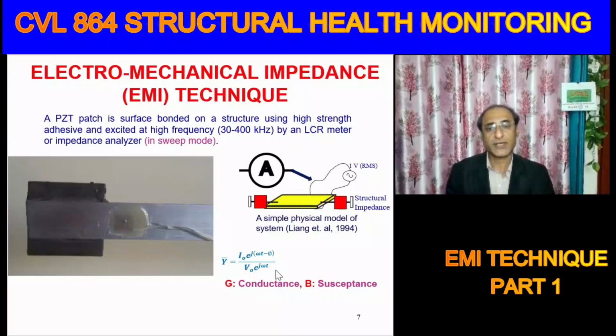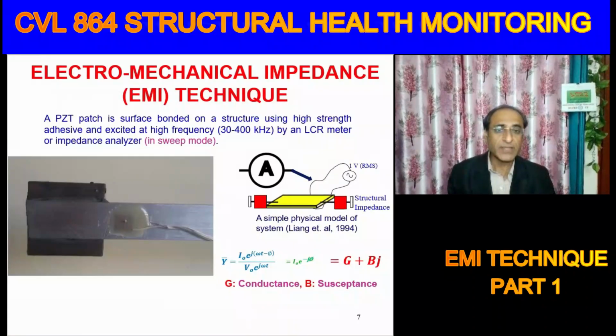Because it has an imaginary component also, the real and the imaginary components can be separated out. The real part is called conductance and is denoted by symbol G. The imaginary part is called susceptance and is denoted by symbol B. So G and B are the equivalent of resistance and reactance.